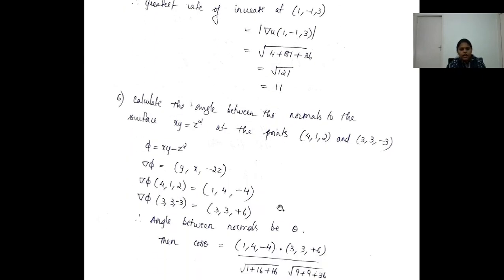And the next question is, so it is finding angle again. So here you have to calculate the angle between the normals to the surface at the points 4, 1, 2 and 3, 3, minus 3. Again you are given a surface and two points. So you need to find the normals at those 2 points and find the angle between them. So normals are going to be vectors.